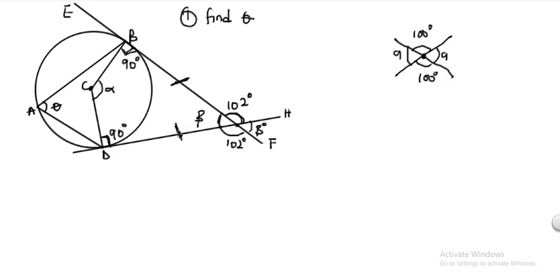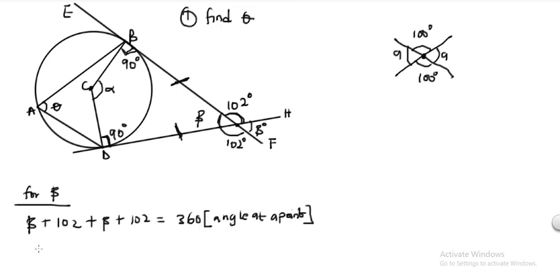So for us to look for beta first, remember the key thing we are trying to look for is theta, no, beta. So you start from beta. For beta, this is angle at a point, so we simply say beta plus 102 degrees plus beta plus 102 degrees is equal to 360. And the reason for this is angle at a point. So beta plus beta is 2 beta, plus 102 plus 102 degrees is 204 degrees. This is equal to 360. Now we have 2 beta plus 204 degrees equals 360.